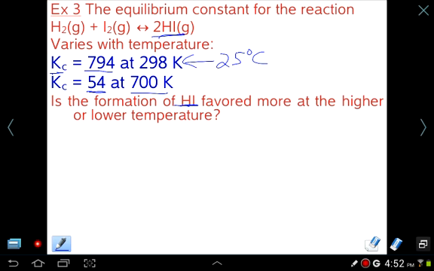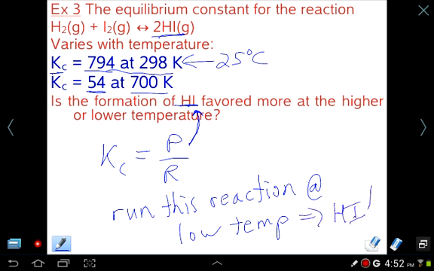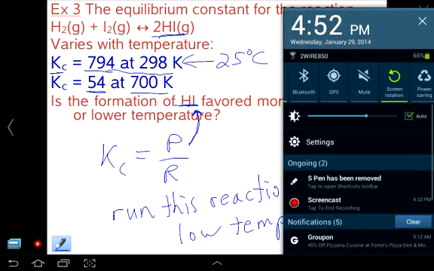So because Kc is higher at a lower temperature, recall that Kc is products over reactants. Because we have a higher Kc at the lower temperature, you'll form more product. In this case, our product is HI. You'll form more product at a lower temperature. So you want to run this reaction at low temperature if you're hoping to produce yourself some HI. That's the idea. So we can analyze the equilibrium constant and from it determine the conditions under which we must run a reaction. That completes for us lesson 1 of chapter 15.